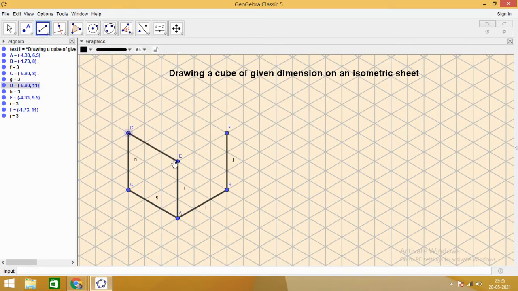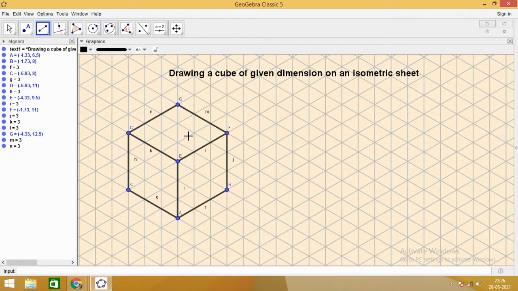So we join D to E and then E to F, and imagine a point here which is 3 units away from F, and you see that this GF is parallel to DE, and join GD. So this is the isometric sketch of a cube, and you see that in the isometric sketch the front side is visible, the right side of the cube is visible, and the top is visible.